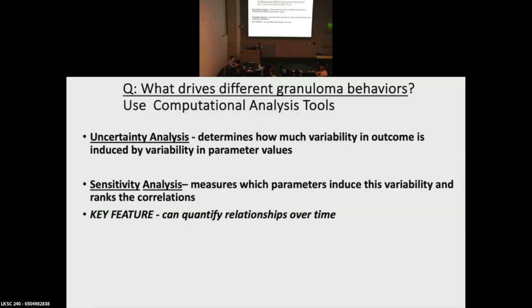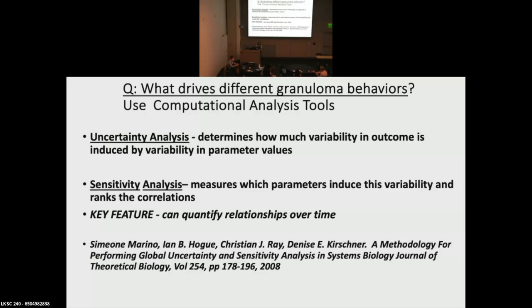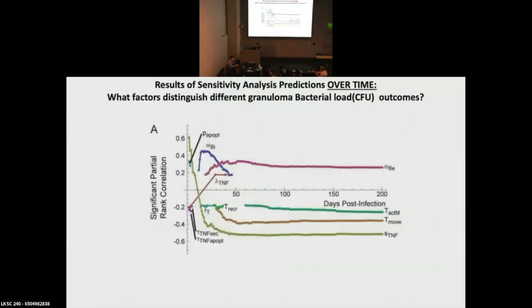But the cool thing is we can do this over time. So let me tell you the result of that. Suppose we want to know what's driving CFU inside these granulomas, that's bacterial load. Here you see over time, these are the parameters that ended up being significant in this nonlinear correlative system that we use, because these are highly nonlinear models. So we have to use something known as partial rank correlation. And so you see in the first 50 days, there's very different behavior of which parameters are driving the development of that granuloma, as opposed to later, once the granuloma is established, who's keeping things in check.